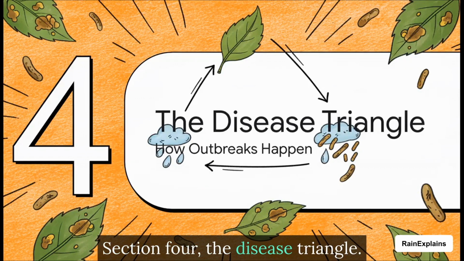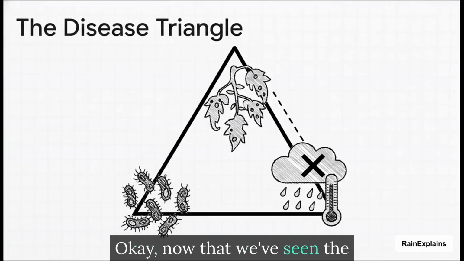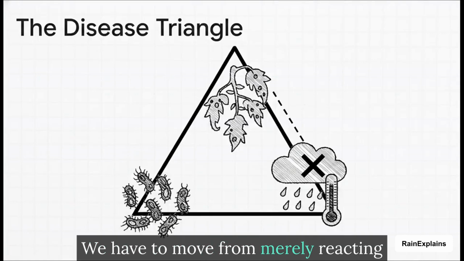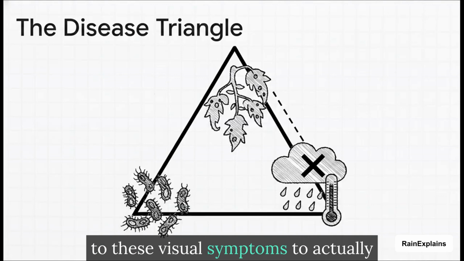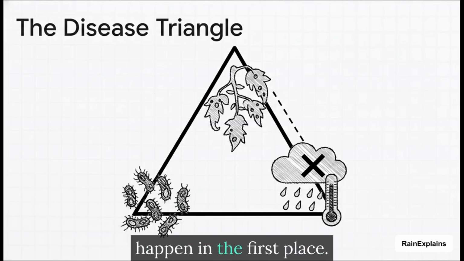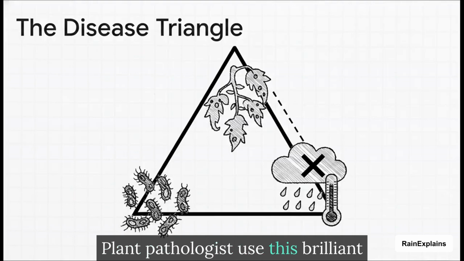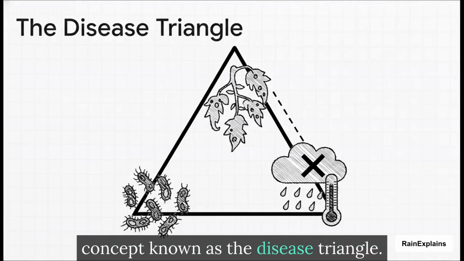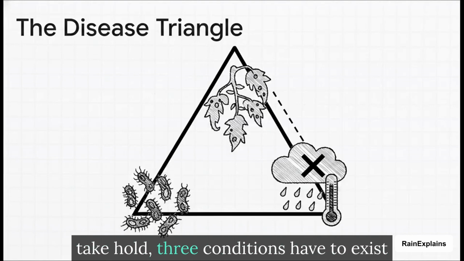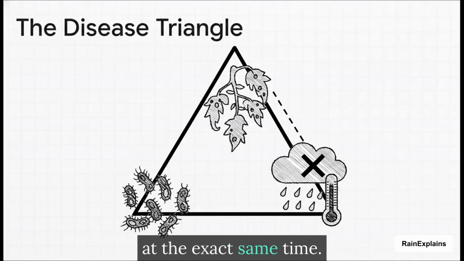Section 4. The disease triangle. Okay, now that we've seen the devastation, we really need to shift our focus. We have to move from merely reacting to these visual symptoms to actually understanding the underlying mechanics of how these outbreaks happen in the first place. Plant pathologists use this brilliant concept known as the disease triangle. Basically, for any infectious disease to take hold, 3 conditions have to exist at the exact same time.